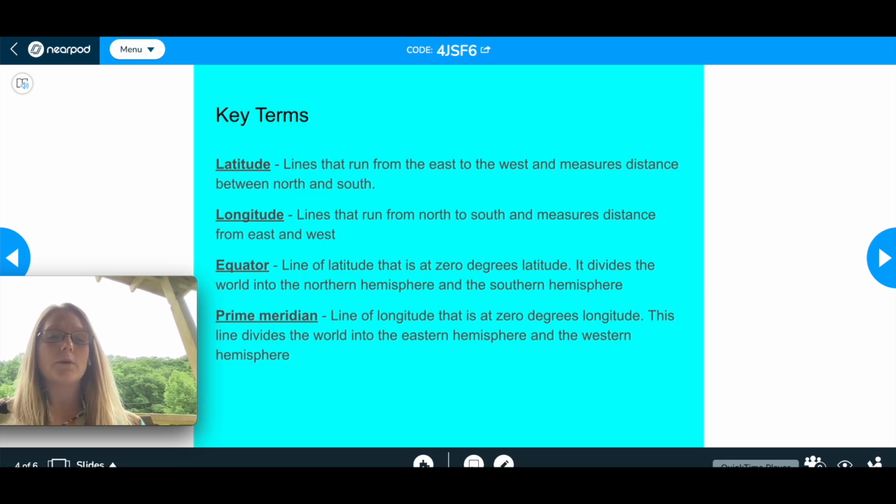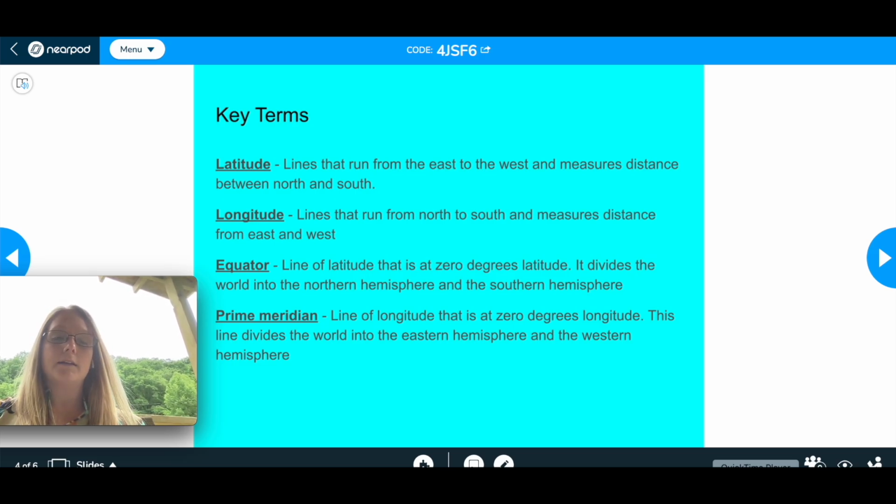Longitude, these are lines that run from north to south and measure distance from east and west. So how I think of this is long ways, longitude. They go like this. So they go north to south like this, and then they go east to west like that, okay?